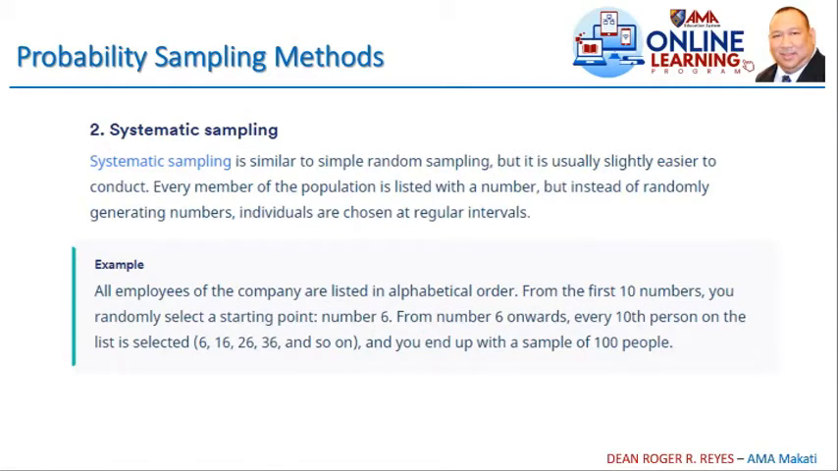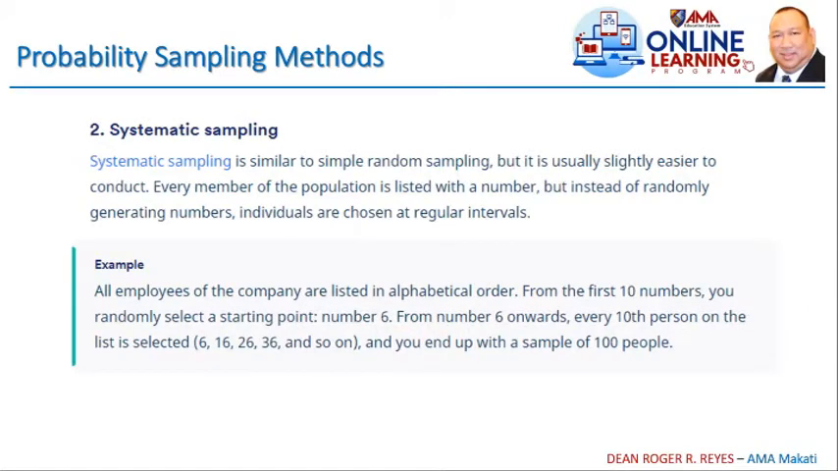So from number 6, di ba, sa 1,000 kailangan natin kumuha ng 100. So from number 6, every 10th person on the list is selected. So 6, 16, 26, 36, 46, 56, 66, 76, etc. Hanggang sa makabuo tayo ng 100 people. So, mas maganda ito kasi hindi ka na isa-isang bubunot.